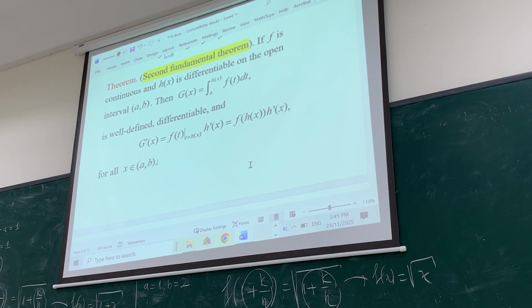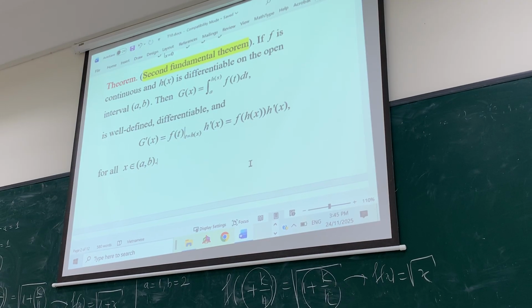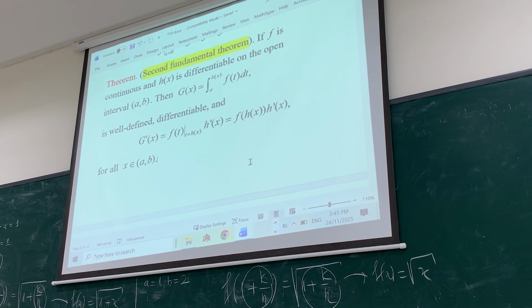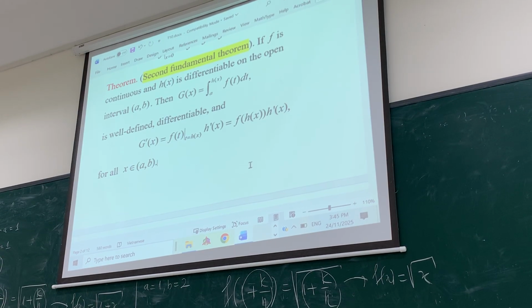We can prove the theorem here directly, but I won't go through how to prove it.